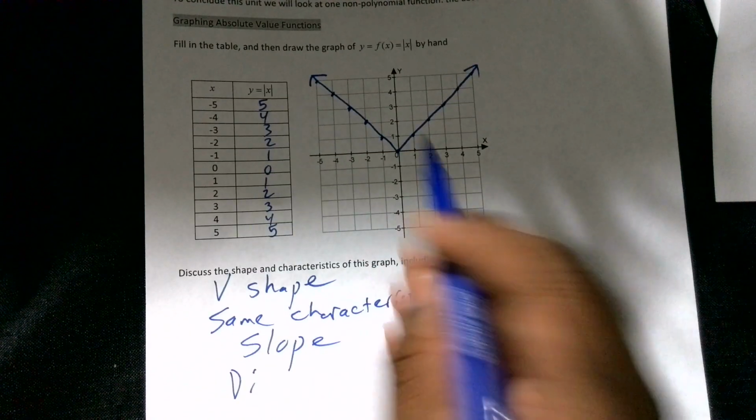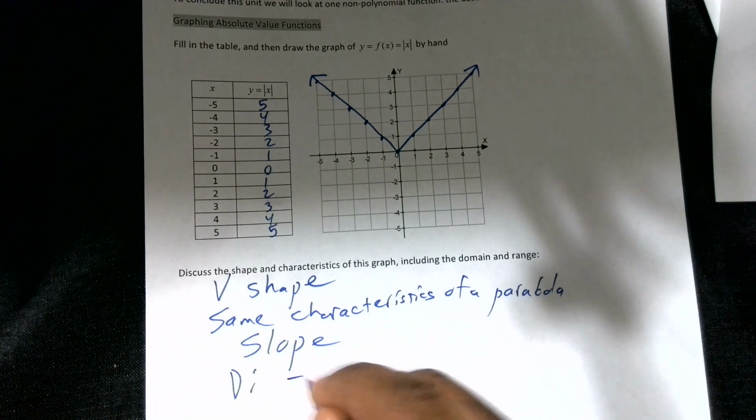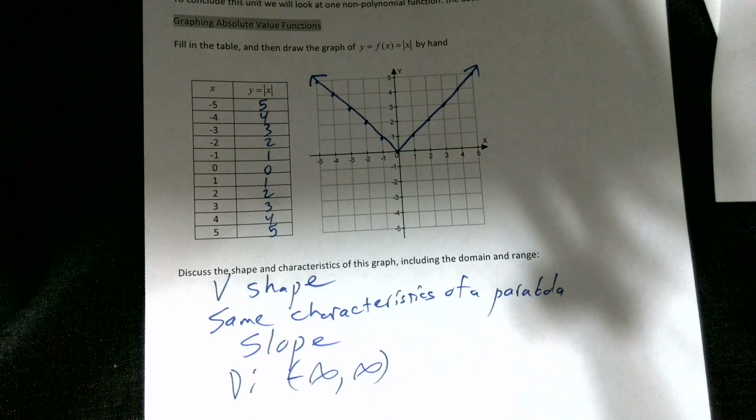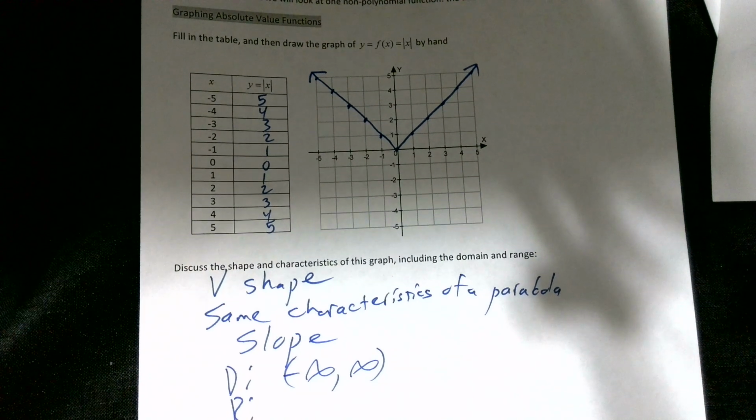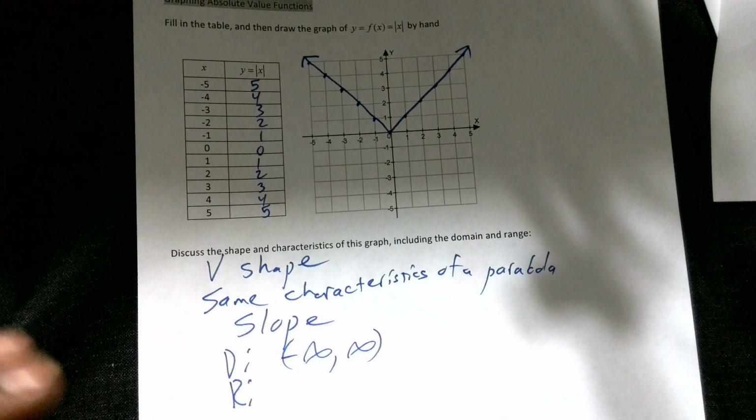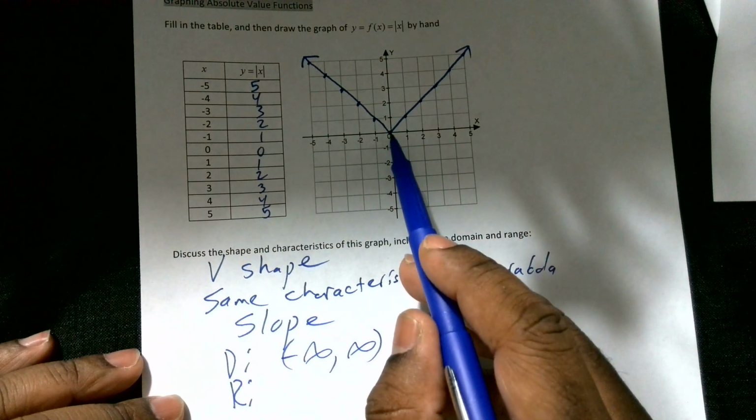Okay, now, the domain. If you notice here on a graph like this, the domain would be from negative infinity to infinity. Now the range. The range actually can vary, but there are a couple characteristics that will stay consistent. On this graph, the range, if you notice here, one other thing.